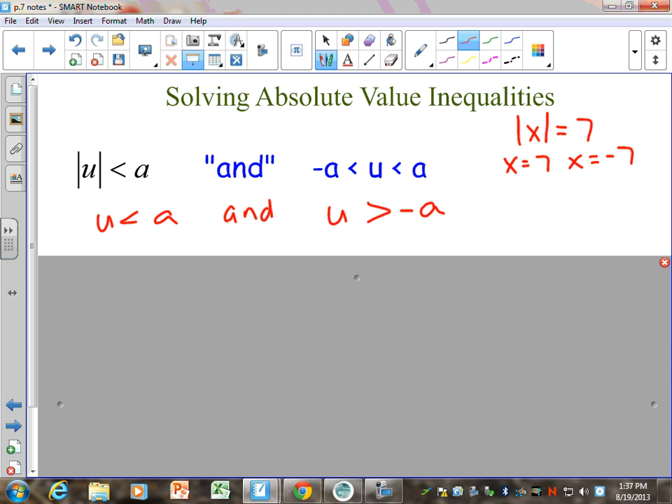Now that we're in super cool precalculus, we can take this and instead of writing it as two separate inequalities with the word "and" in between, you could write it as one inequality, right? We could say everything less than a but bigger than negative a. You agree with me that this is the same as this whole thing? Just putting it together. We're actually going to write them in interval notation when we do them today.